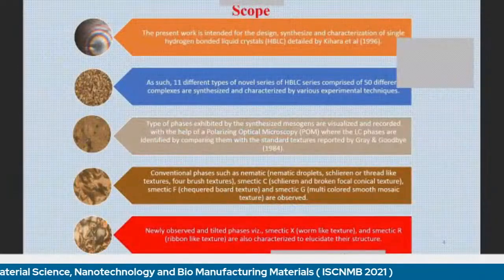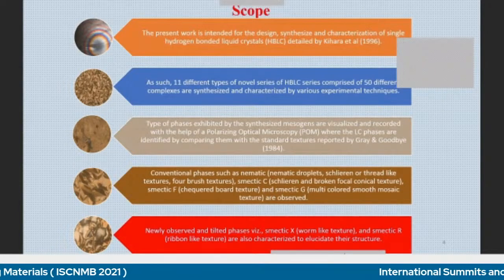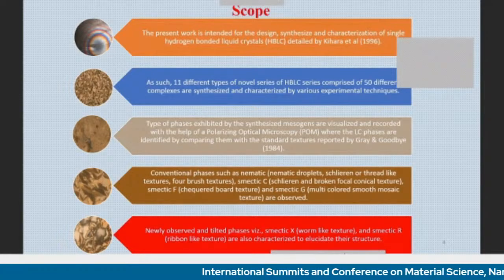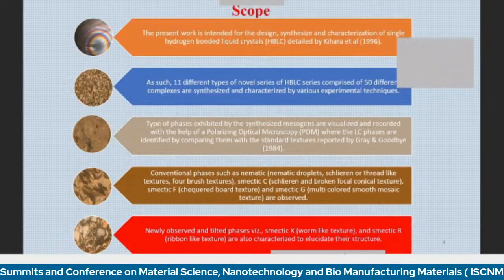So here we have formed hydrogen bonded liquid crystals between 50 different complexes. So let A be the complex on benzoic acid and B be the other benzoic acids. So through intermolecular hydrogen bonding, we have formed 50 such complexes exhibiting mesogenic nature.